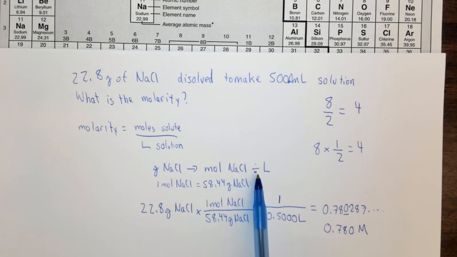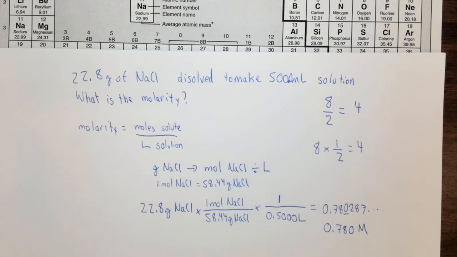So what I do in my notes is this arrow means convert units. If it's a multiply or a divide, it's usually divide. It means change the units.